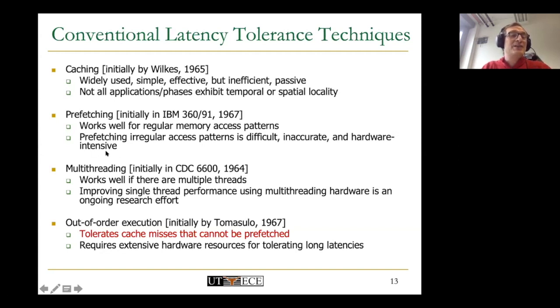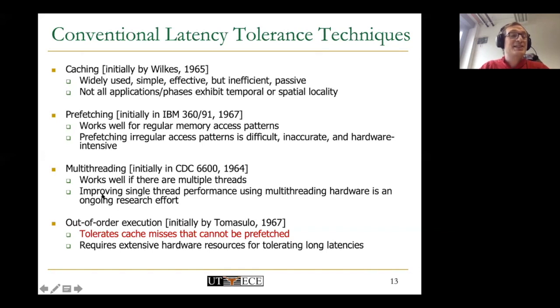Prefetching, we're going to cover a lot today, so I'm not going to talk a lot about this particular bullet here, but you will hopefully see that this can work well for regular memory access patterns, assuming you can keep the hardware costs in check. But prefetching irregular access patterns is difficult and inaccurate and usually hardware intensive. And that's why prefetching irregular access patterns is a really good research topic today, because it's a hard problem. And you can see that this was initially implemented in IBM 360/91 as an instruction prefetcher. And we will see what kind of instruction prefetcher they had. It is essentially a next line prefetcher, as we will see today.